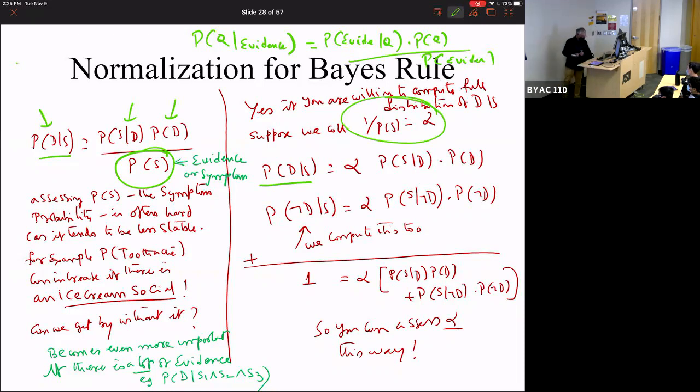Then P(D given S) is alpha times P(S given D) times P(D). I say, why don't you also go ahead and compute P(not D given S)? That would again have the same P(S) in the denominator, but the numerator will be different. So it will be alpha times P(S given not D) times P(not D). Now if you can do this, then if you add up both the left-hand sides, it has to be equal to 1, which means you can actually compute alpha.